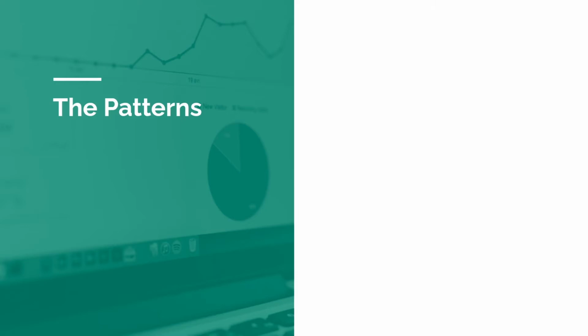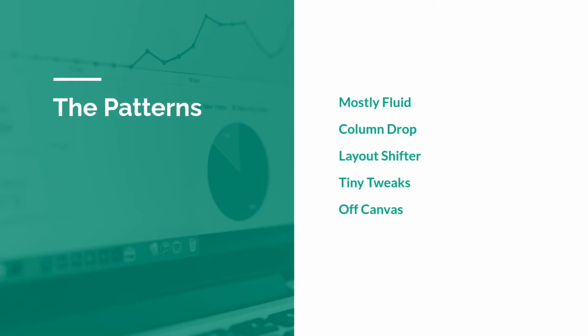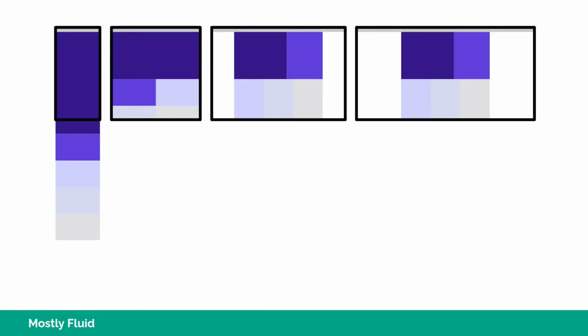So most of the layouts we've seen in responsive web pages can be categorized into one of the 5 patterns: mostly fluid, column drop, layout shifter, tiny tweaks, and off canvas. And we are going to briefly explain all of this. Now, the first one, mostly fluid. So with this type of responsive layout, if you are on a large enough display, it usually is going to be the same. The layout and the sizes will stay the same, and only the margin on the left and the right hand side will be different.